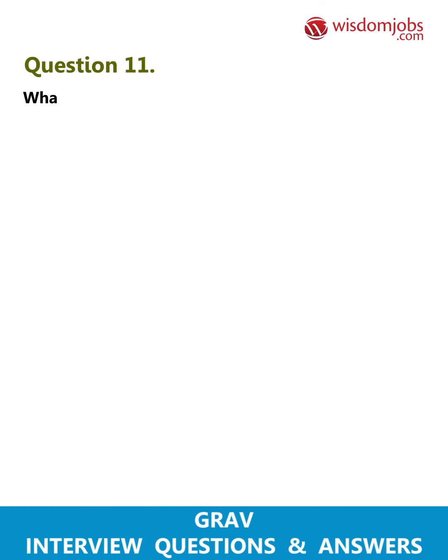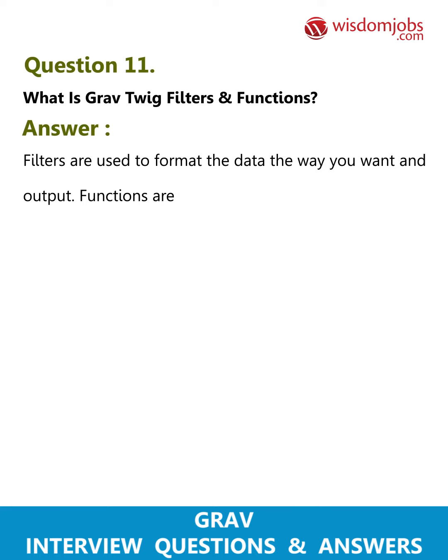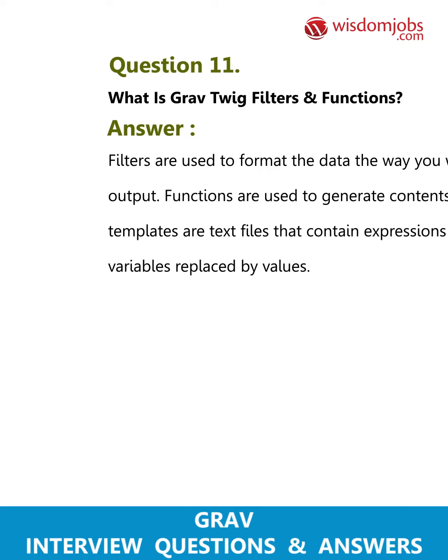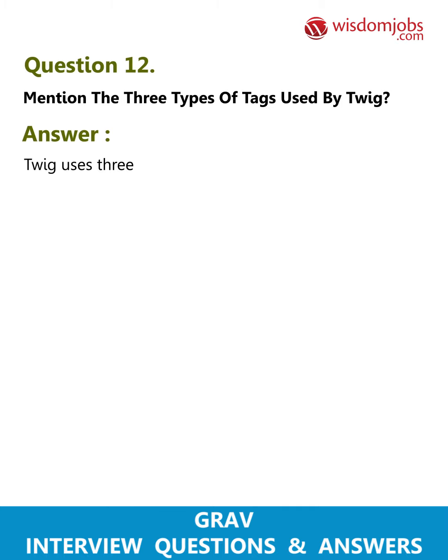Question 11. What are Grav Twig filters and functions? Answer. Filters are used to format the data the way you want the output. Functions are used to generate content. Twig templates are text files that contain expressions and variables replaced by values. Question 12. Mention the 3 types of tags used by Twig. Answer. Twig uses 3 types of tags, i.e., output tags, action tags, comment tags.